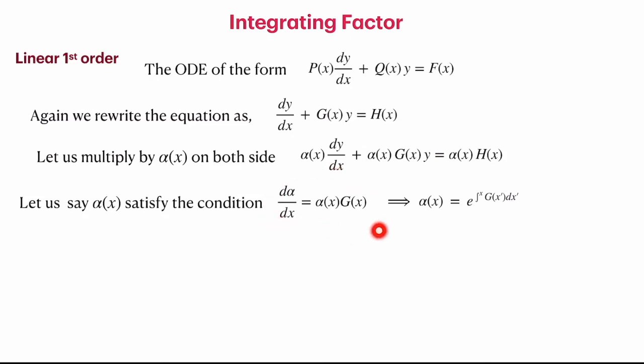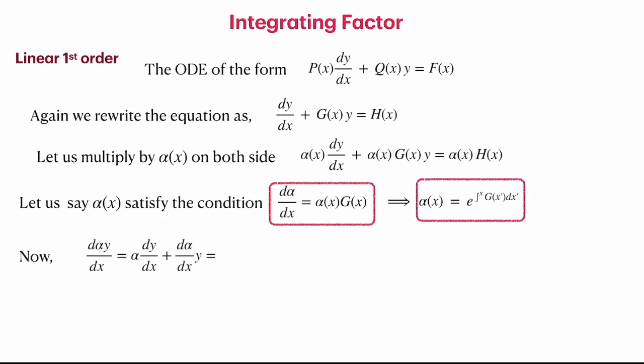This condition essentially says that alpha should be of the form alpha is equal to e to the power integral of g of x prime dx prime. So it's easy to solve this equation to get the solution for the first order differential equation. We can simply integrate it on both sides by rearranging d alpha and dx.